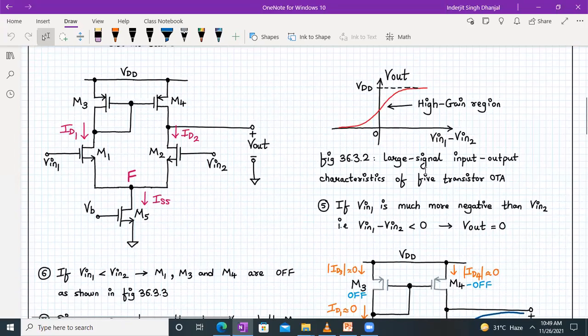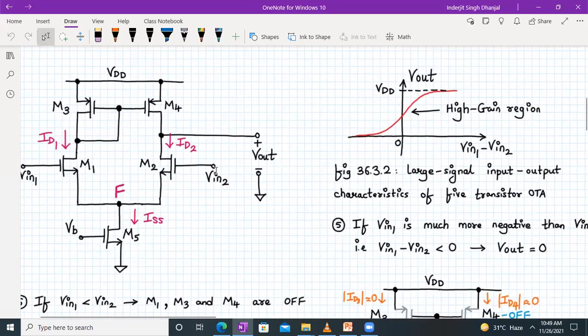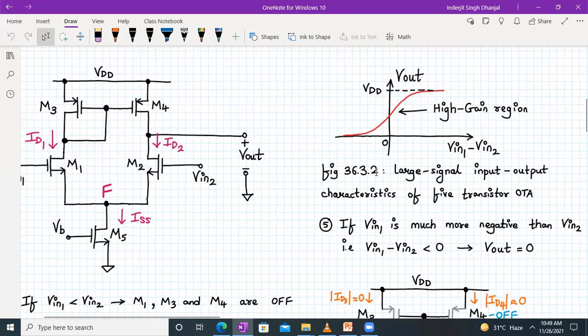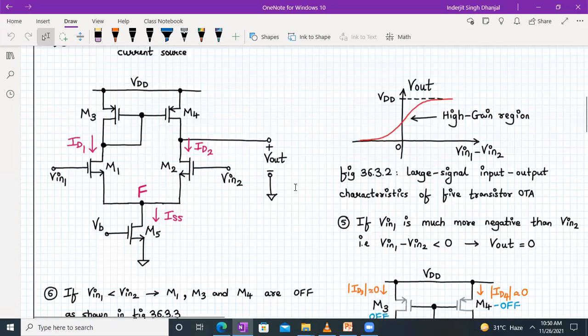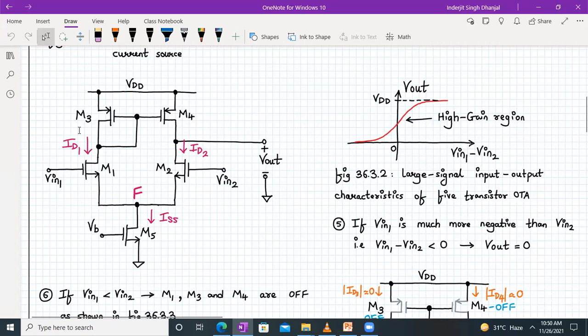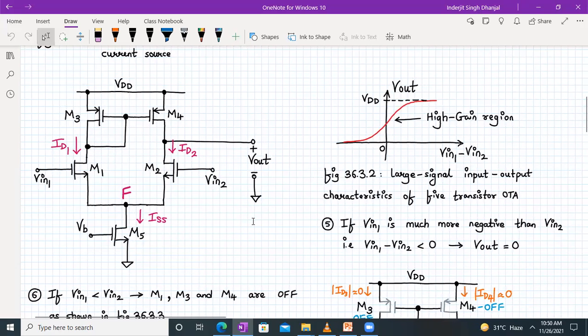Now, this is the large signal input output characteristic of a 5 transistor OTA, which we are going to analyze now. So what is on the x-axis over here? Vin1 minus Vin2, that is my differential input, and we have a single-ended output. So it's basically the input output characteristic of a 5 transistor OTA. One more thing we consider is that M3 and M1 are in series, so the current flowing through them will be the same, and M2 and M4 are again in series, so the current flowing through them also will be the same. Now, let's start with the analysis.